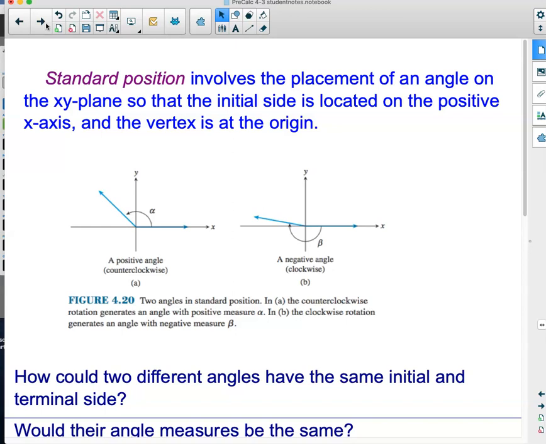So we notice in the drawings we have a positive, which is going to be a counterclockwise movement. There's our little arc showing us alpha. And then over in B, we have a negative angle that's going to go clockwise, and that one is beta. So it's two angles in the standard position, with A being our counterclockwise positive measure, and B our clockwise negative.